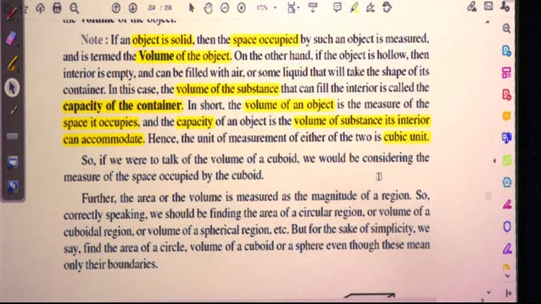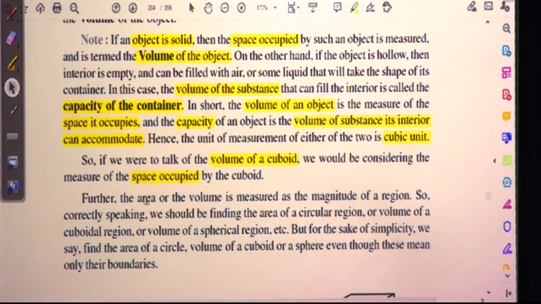So, if we were to talk about the volume of a cuboid, we would be considering the measure of the space occupied by the cuboid. When we are talking of the volume of the cuboid, what is considered? The space occupied by the cuboid.